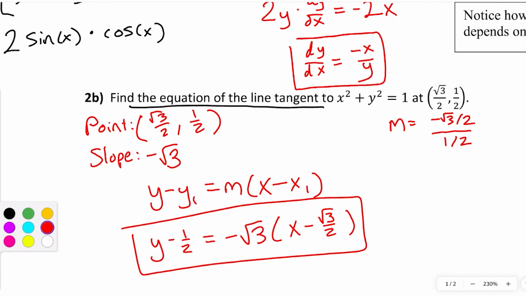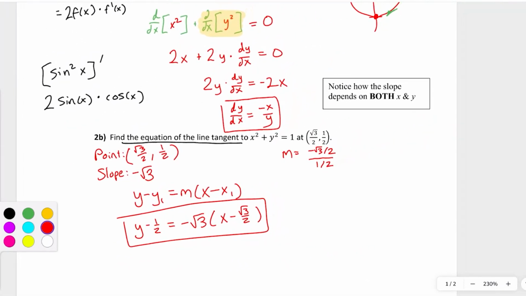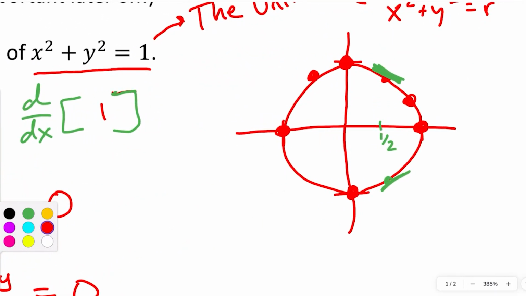Now, just to pull this back to the picture that we drew earlier, so you can see what we're talking about. This point, root 3 over 2 comma 1/2, is roughly this point right here, right? It's that point on the unit circle where theta is 30 degrees, pi over 6. And the line that we just found the equation to is this line right here. The point is root 3 over 2 comma 1/2, and the slope is negative root 3. In other words, it's going down root 3 over 1.